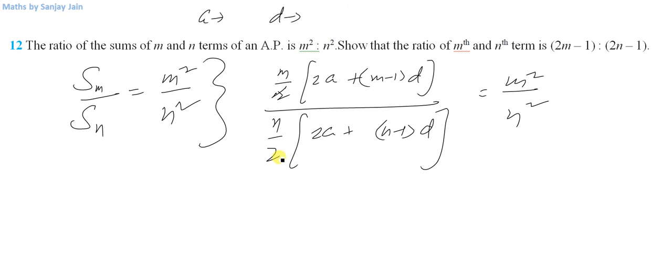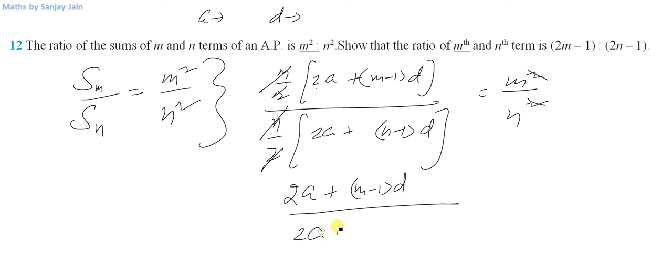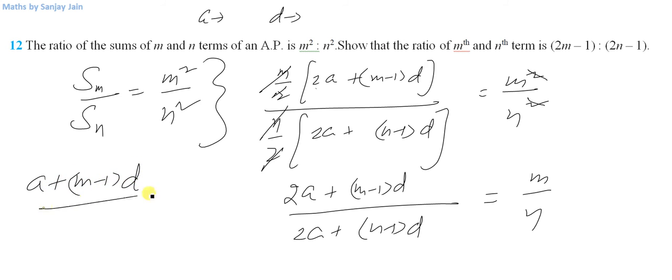This 2 will get cancelled, m by n will get cancelled and give me m by n on the right hand side. Left hand side, if I take, okay, let me write it first. 2a plus m minus 1 into d divided by 2a plus n minus 1 into d is equal to m upon n. Now what I am supposed to find is the ratio of their mth and nth term. So what I am trying to find is a plus m minus 1 into d divided by a plus n minus 1 into d. This is what I need to find out.